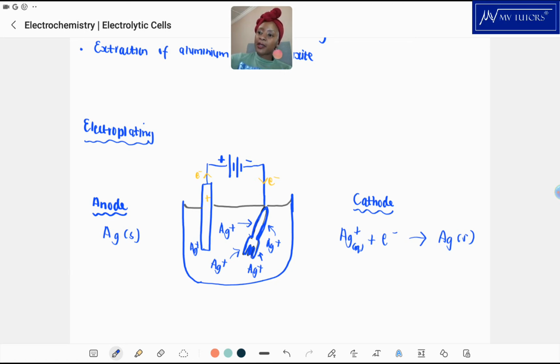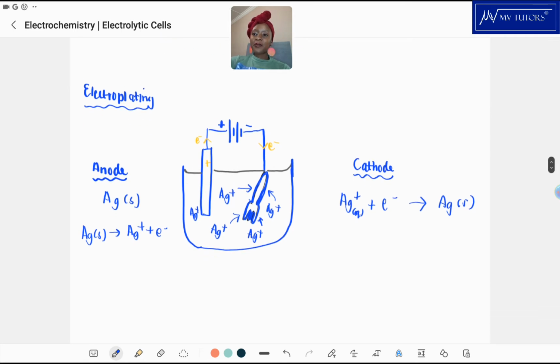In summary, on your anode side you have the solid. Because of oxidation, the loss of electrons, you start forming silver ions. On the other side, at the cathode, you are gaining electrons, and then the solid starts forming.